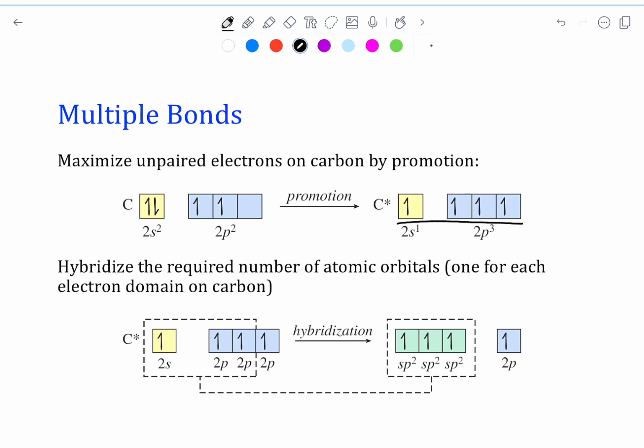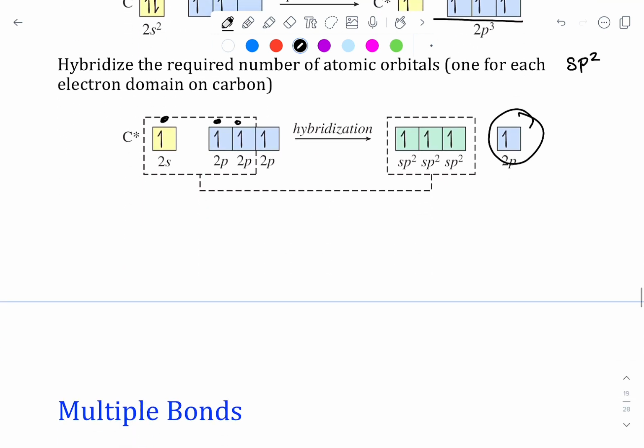But as I said before, this is sp2 hybridized. So I only need an electron from my s orbital and 2 of my p orbitals. Those are the only ones that are going to hybridize. But I have this 1 electron left in a p orbital that's unhybridized. So we hybridize the required number of atomic orbitals, 1 for each electron domain on carbon. That's 3: 1, 2, 3, sp2. And then we have that 2p electron that's left over. So let's see what that 2p electron does.